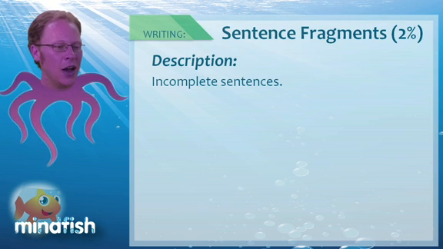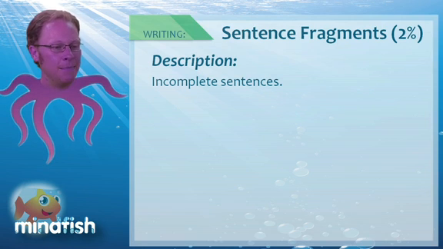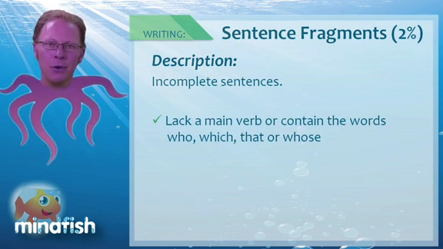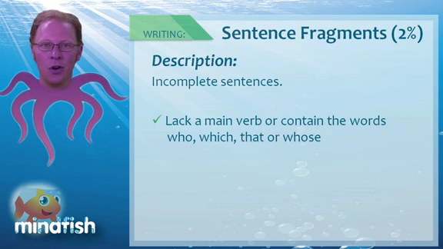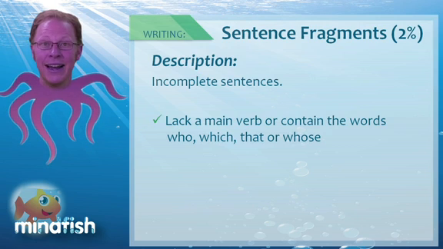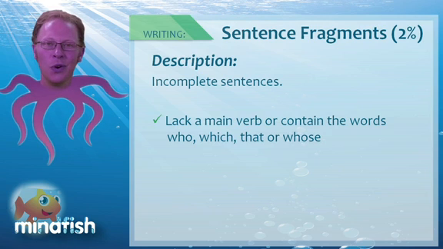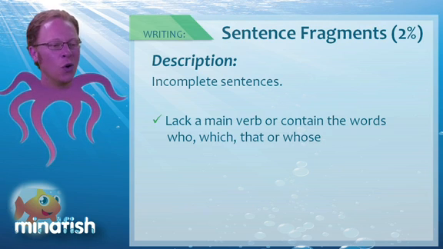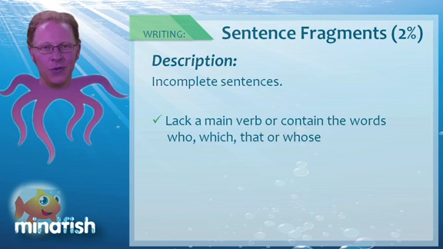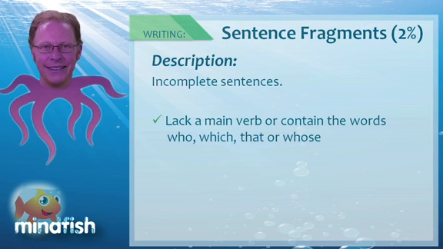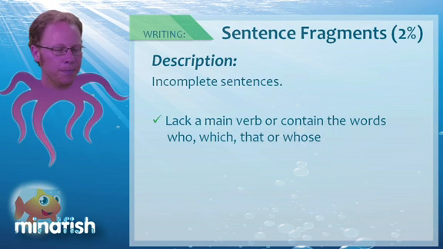There are two basic types of sentence fragments that show up on the test. Many sentence fragments lack a main verb. To jog your memory, all complete, grammatically correct sentences need a subject and a verb and need to express a complete idea. Other types of sentence fragments on the test use the words who, which, that, or whose to create dependent clauses, and therefore sentence fragments rather than full, complete sentences. Let's dig a little bit deeper into these two types of sentence fragment questions.